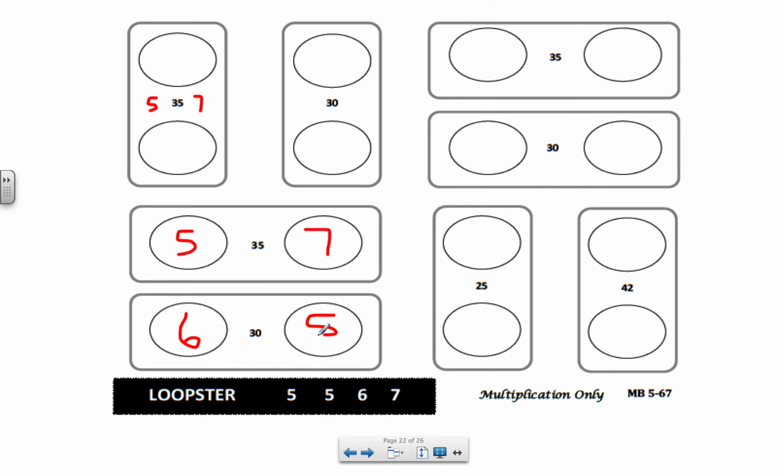6 times 5. Now this is an easy one. 25, you know, is 5 times 5. By process of elimination, in my bottom row, I've used up my 2 5s and my 6. So I know this guy here has got to be 7.